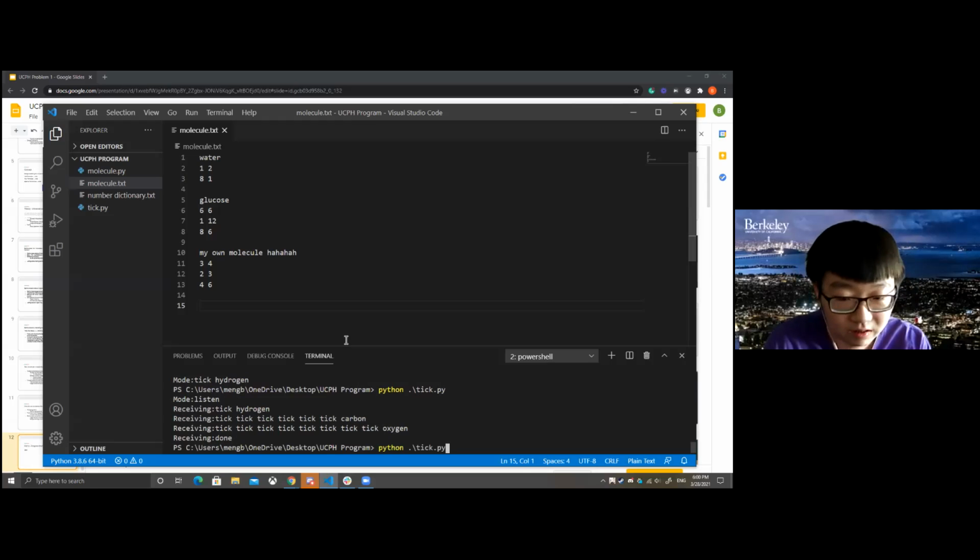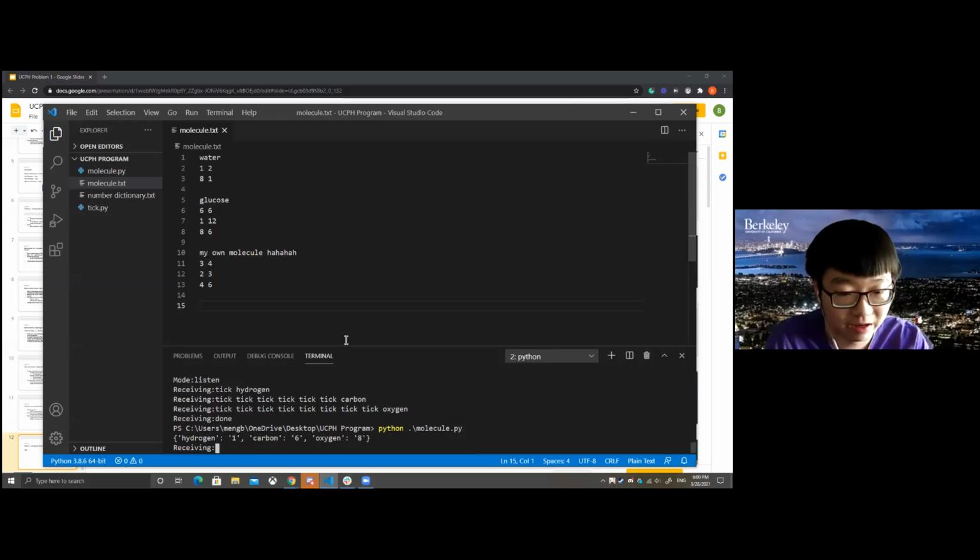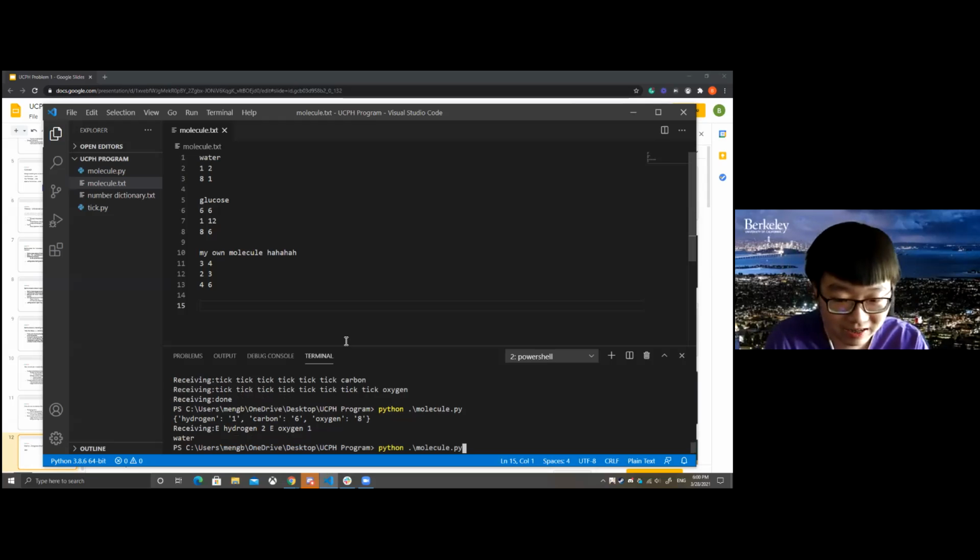This is the way we're going to communicate using chemicals, since molecules and atoms are universal. When it's receiving something, we can just say element of hydrogen as 2, and element of oxygen as 1. And it's going to know it's water.